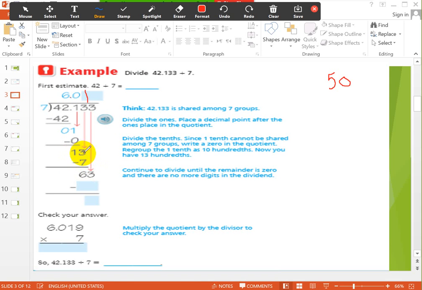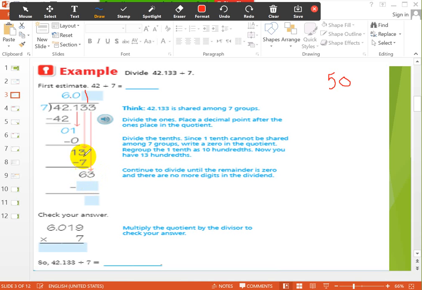Now 13 minus 7. Put 7 in my mind and count to 13. So it will be 6. Okay? Now I will take the digit after the 3, the third digit after the point, which is here 3 also, and write it next to the 6. So it will be 63.